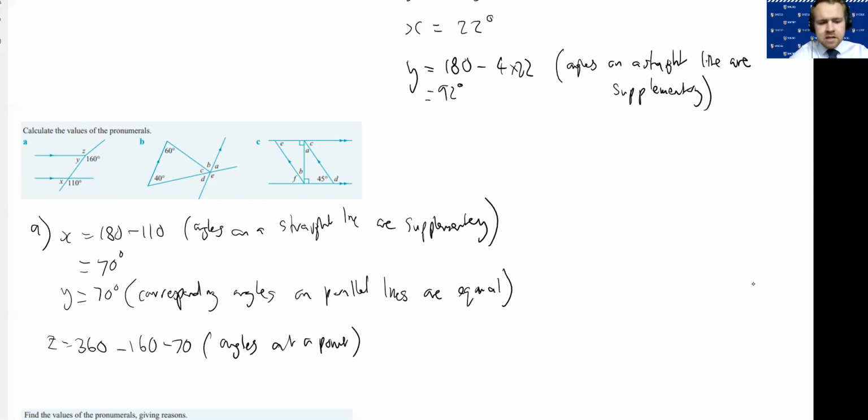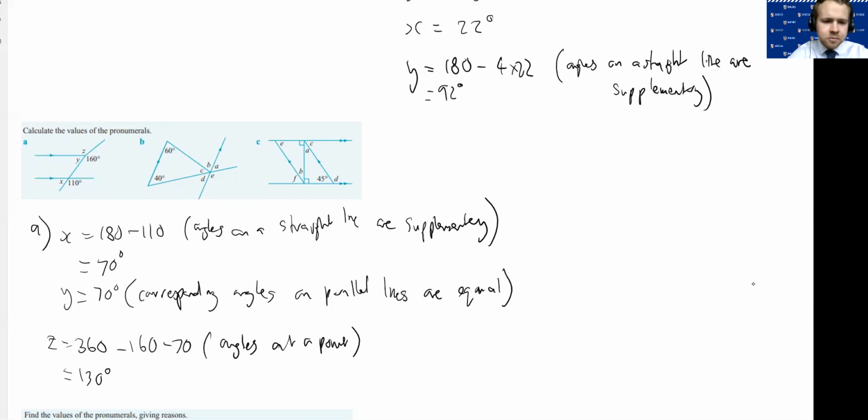And so 360 minus 160 is going to be 200. And then 200 minus 70 is going to be 130. Okay, so there we go. We've got our 3 pronumerals for A. I'm not going to do all of the other ones. You can have a go at those if you would like, or you could just get on with today's work. But you can see the different kind of reasons that we could use.